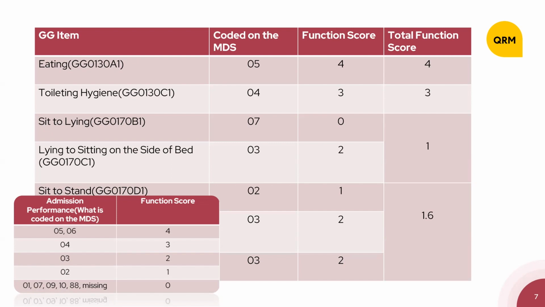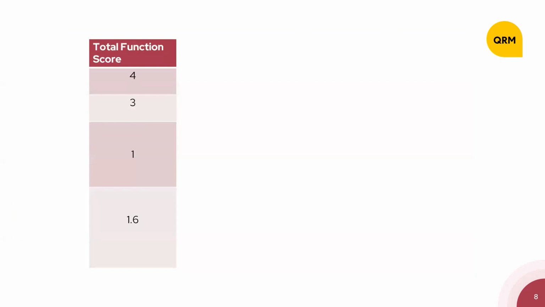Okay. Then all you're going to do is just add that function score up. So we're going to take our 4 plus our 3 plus our 1 plus our 1.6, which gives us a 9.6. It's just simple rounding. 0.4 or below goes down to the nearest whole number. 0.5 or above goes up to the nearest whole number. So this would give us a 10. So for this scenario, the total function score would be a 10.